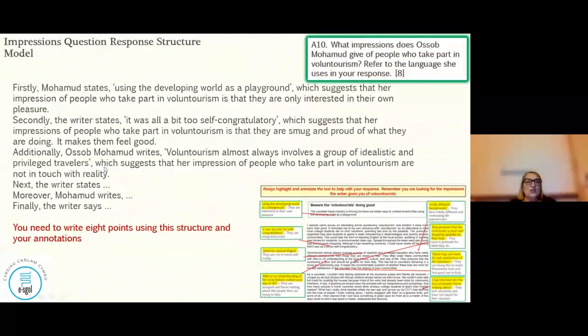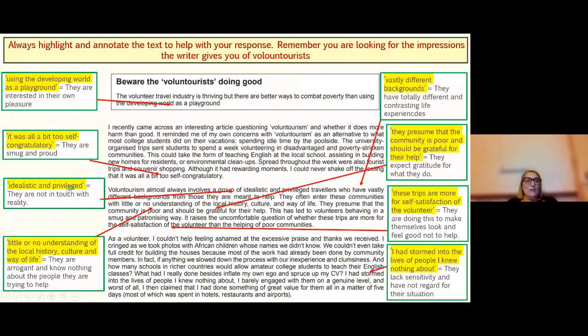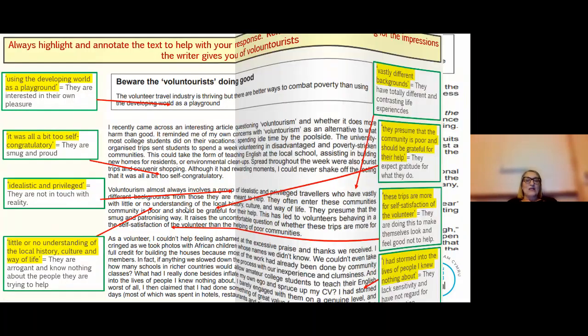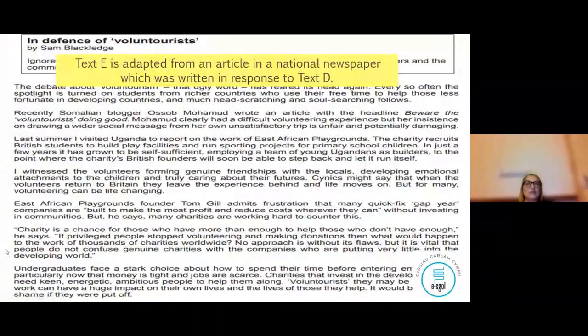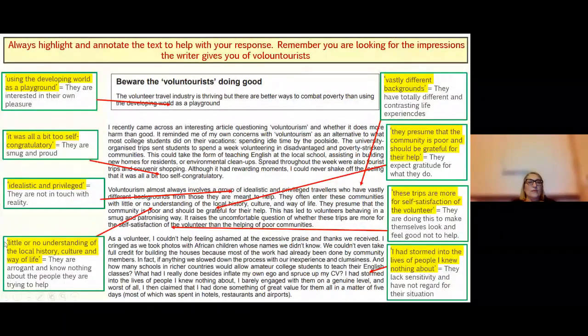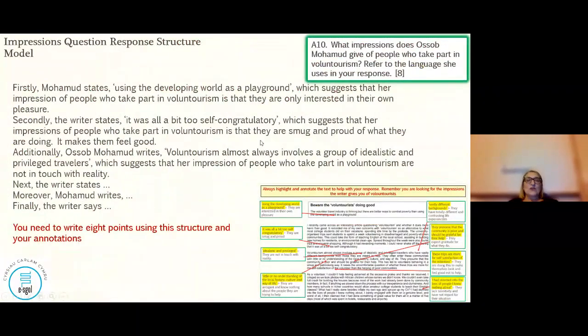So my next point, additionally, Osman Mohammed writes, "volunteerism almost always involves a group of idealistic and privileged" travellers. They're not in touch with reality. So there we go. Additionally, Osman Mohammed writes, volunteerism must always involve a group of idealistic and privileged travellers, which suggests an impression of people who take part in volunteerism are not in touch with reality. So all I am doing is everything that I have highlighted and annotated, I'm then putting it into my response, which makes it much simpler and much more straightforward when you're writing your response.